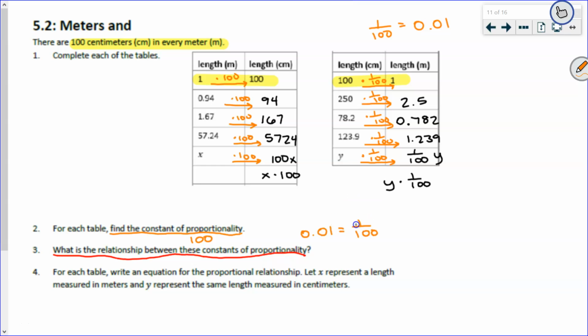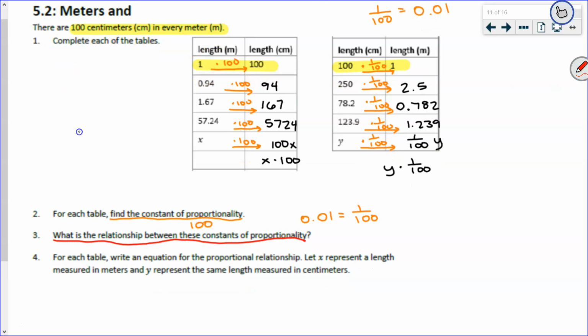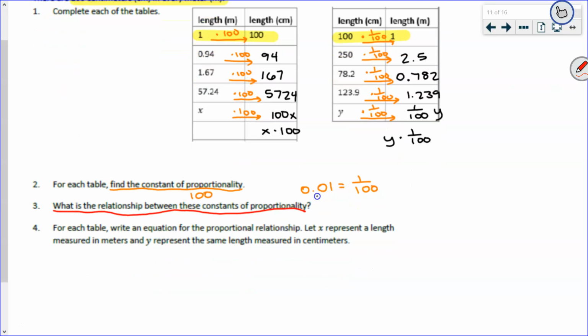And the reason I want to focus on that is because it says, what is the relationship between these constants of proportionality? And if you write it as a decimal, you're not going to see that relationship. What's the word? We can answer this with one single word. Emma? Reciprocals. Reciprocals. 100 and 1/100th are reciprocals.